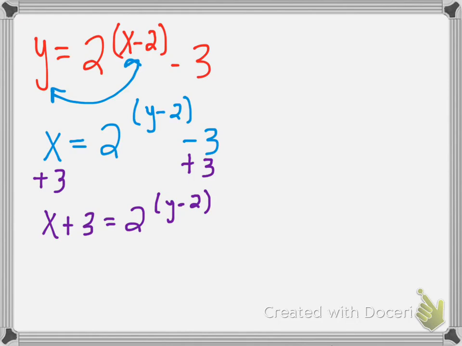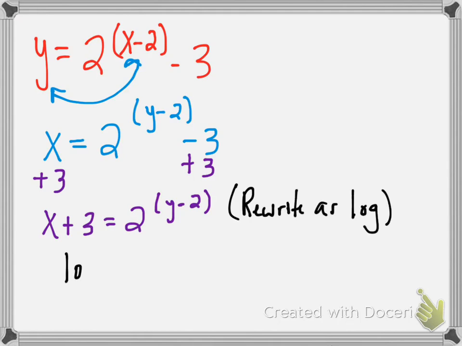Now, since we have that by itself, we can rewrite this as a logarithm. So remember, when we rewrite as a logarithm, we're going to keep the base the same. So we're going to have log 2. And then you just switch x plus 3 and y minus 2. So it's going to be log base 2, x plus 3 equals y minus 2. And then to get y by itself, we're just going to add 2 to the other side.